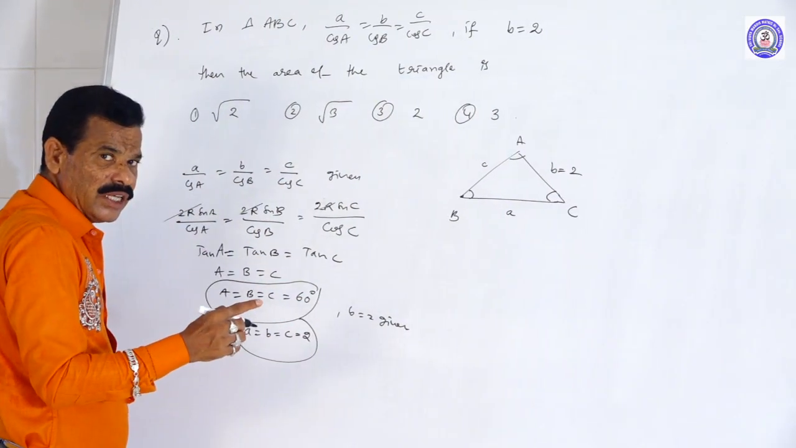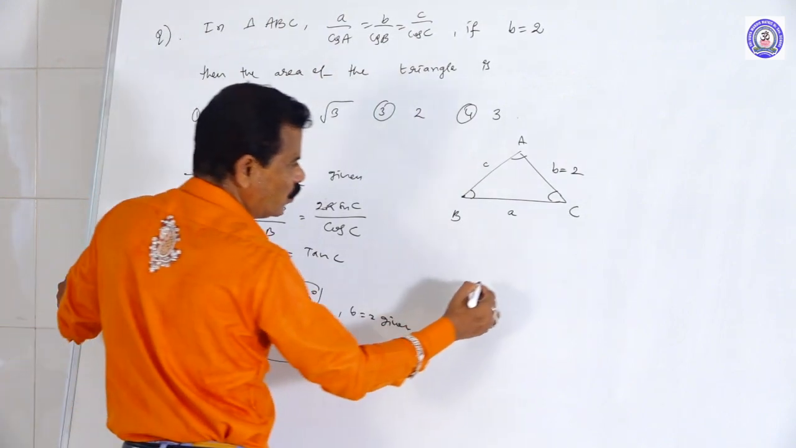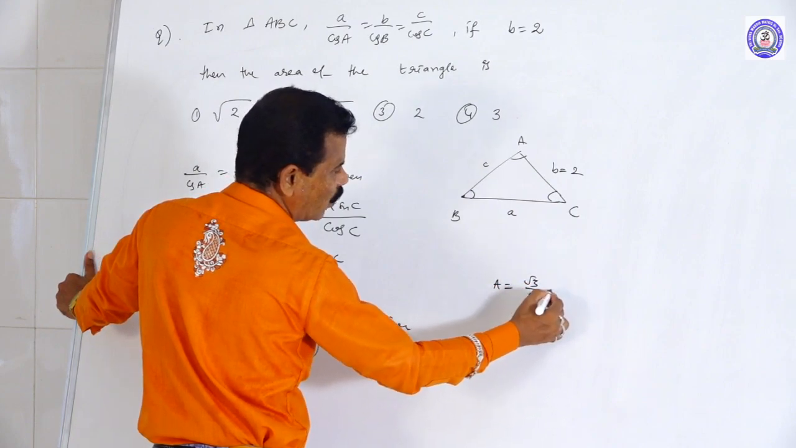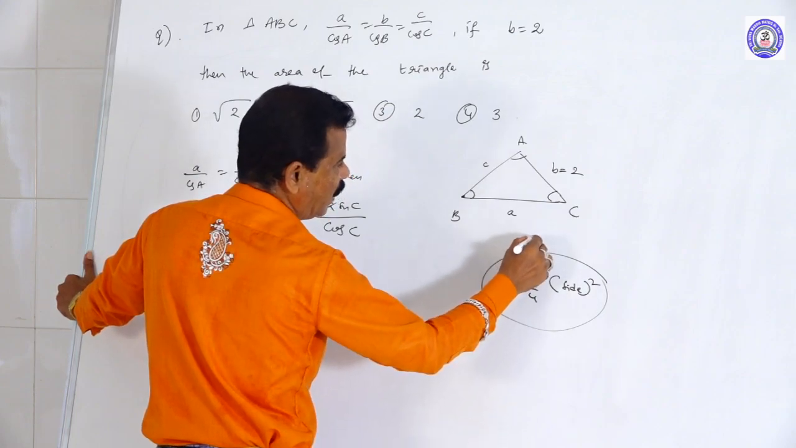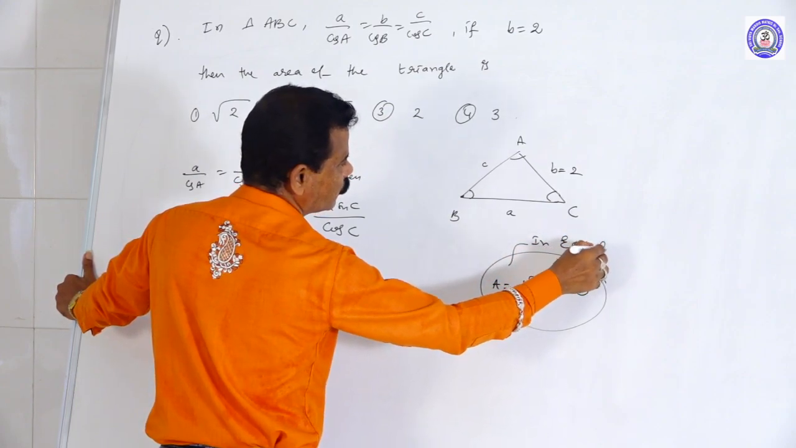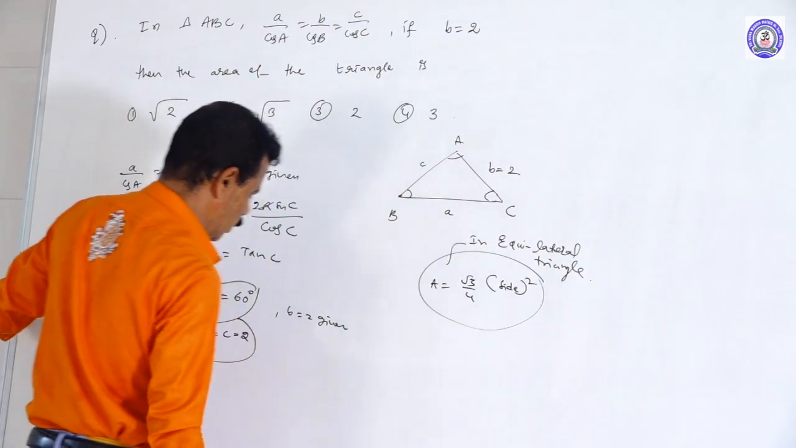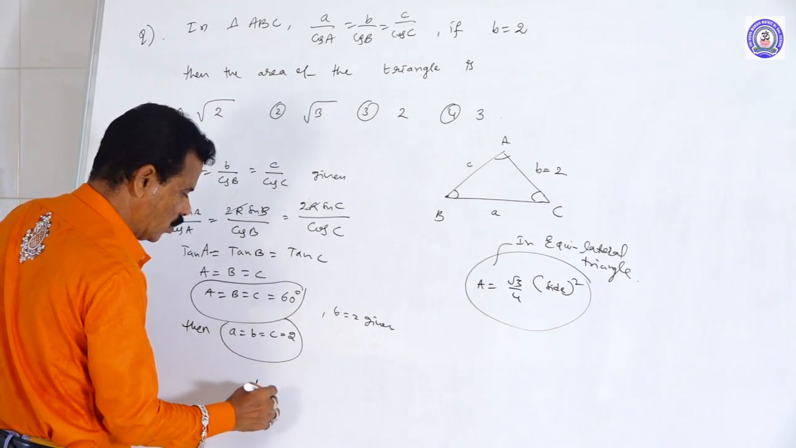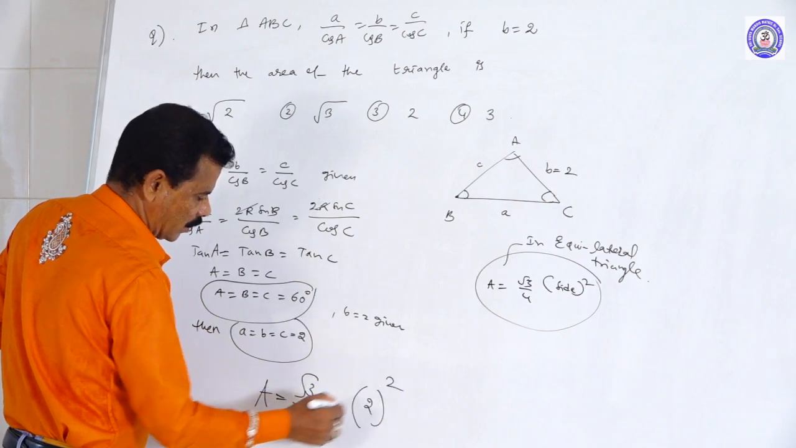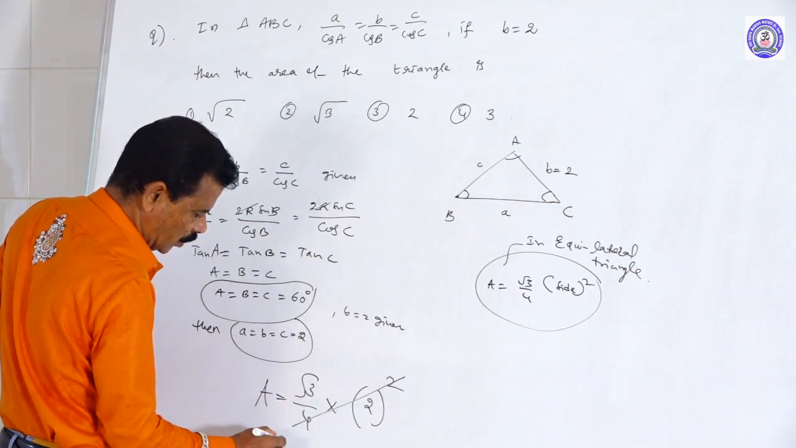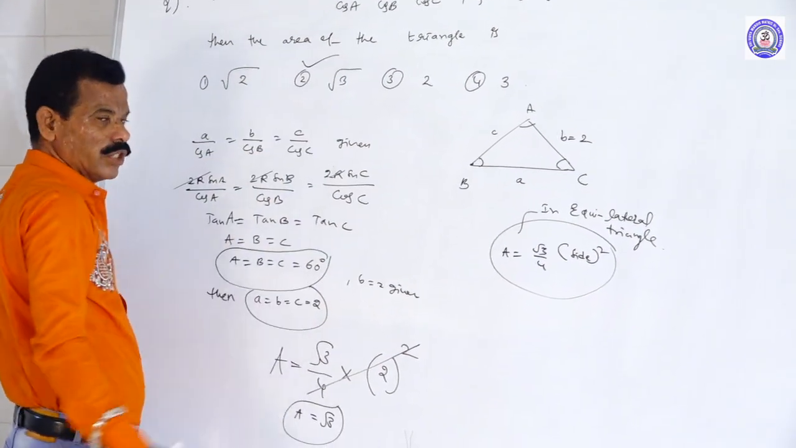If any side of the equilateral triangle, then area is equal to root 3/4 times side squared. This is the area of the triangle in an equilateral triangle. So A is equal to root 3/4 into side, which is 2 squared. So 4 cancels. So A is equal to root 3, is the right answer. This second option is the right answer.